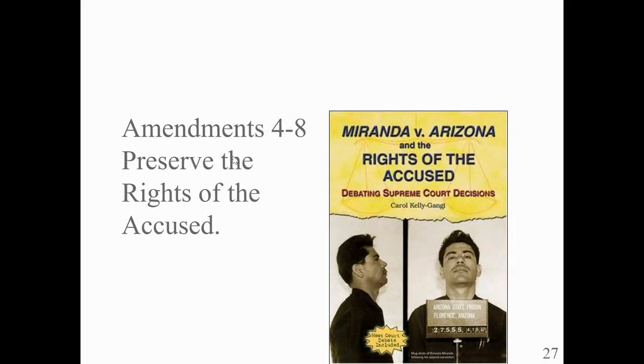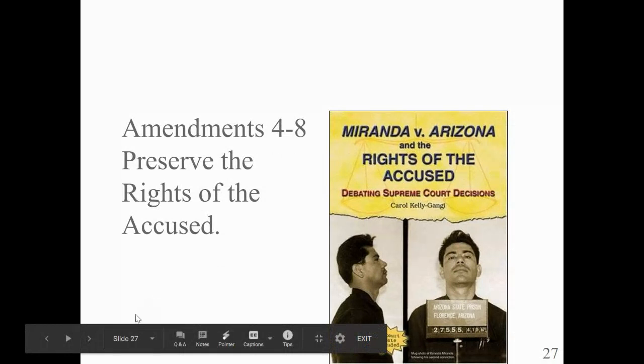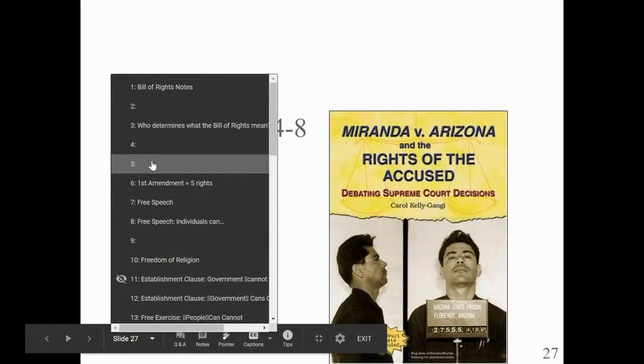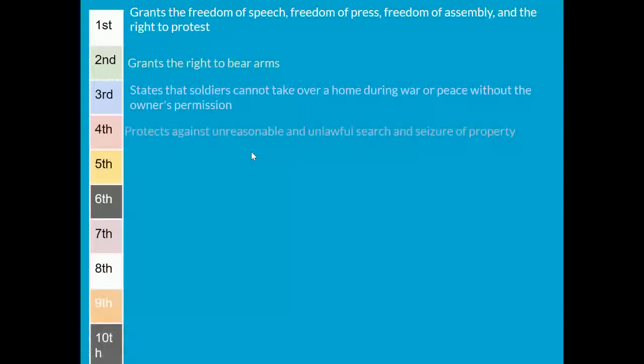All right, so as we go through Amendments 4 through 8, these are rights that preserve the rights of the accused. So under Amendment 4, you can go ahead and pause and type this one out. It protects against unreasonable and unlawful search and seizure of a property.